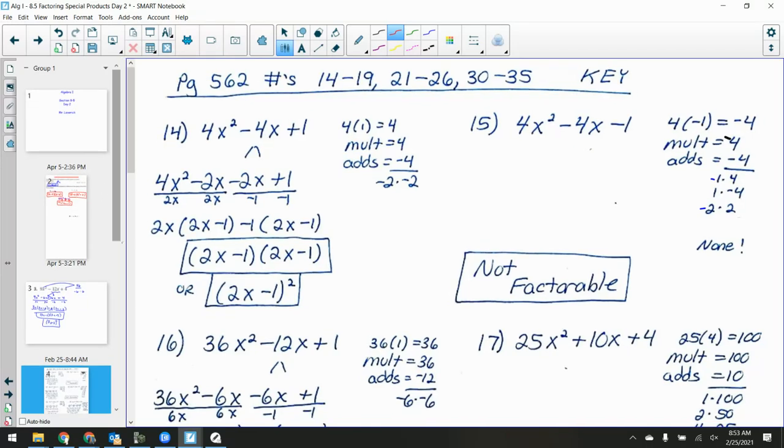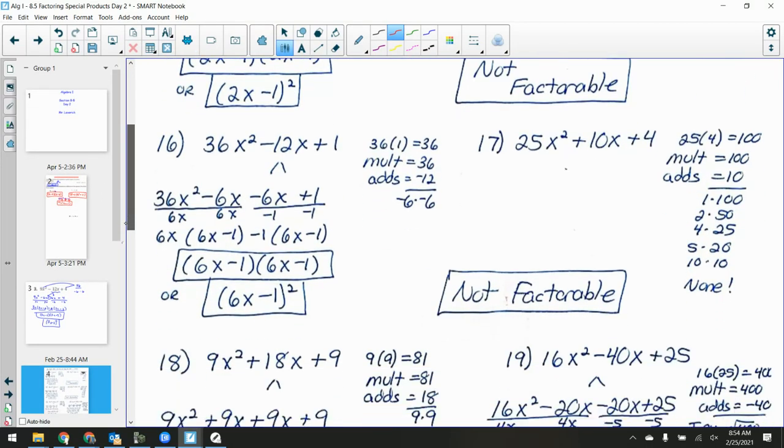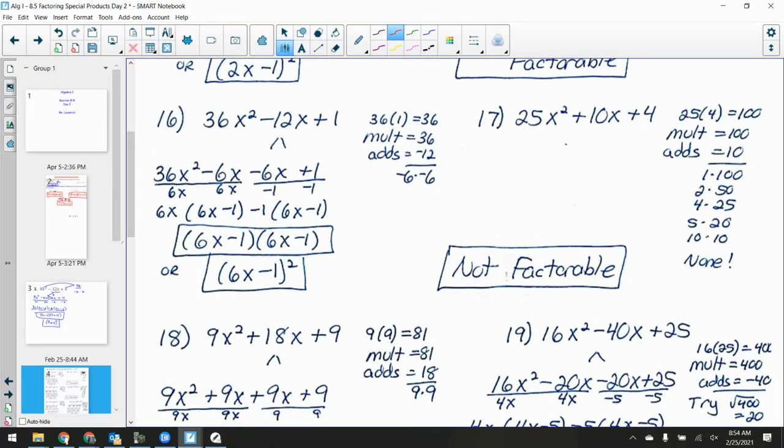Scroll down here. There's 16 and 17. 16 is 6x minus 1. 17, not factorable. Look at the list there. Multiplies to get you 100, adds to get you 10. Nothing works. You might be tempted to say 10 and 10, but that's 20, not 10.